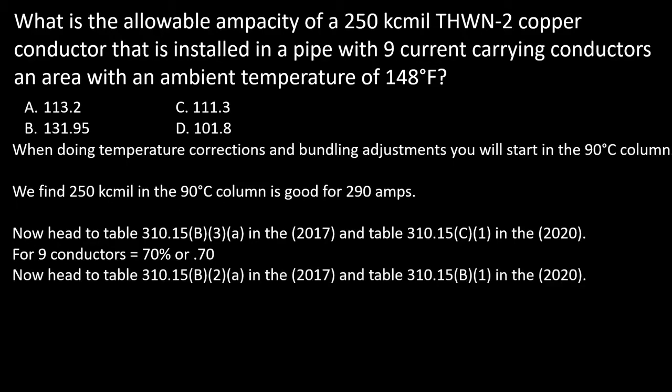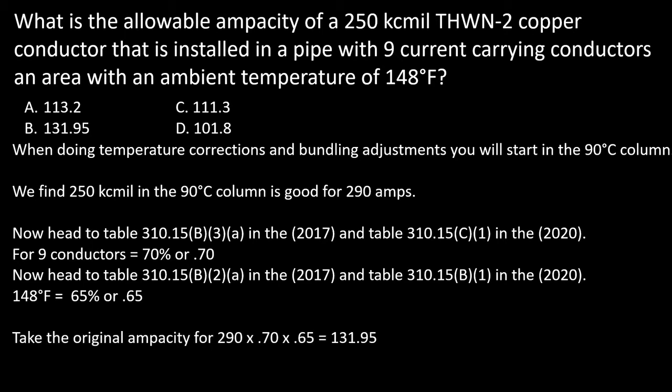Then we're going to head to our temperature correction table, and we're going to find out that 148 degrees Fahrenheit is 65% or 0.65. Then we bear the math out. We take our original ampacity multiplied by 0.70 multiplied by 0.65, and that's going to give us a new allowable ampacity of 131.95 amps, and we're going to select B.